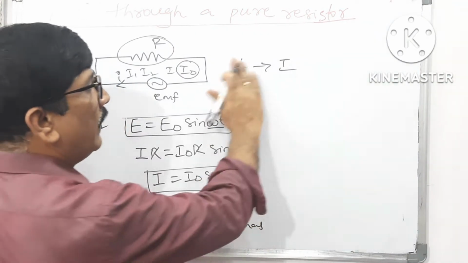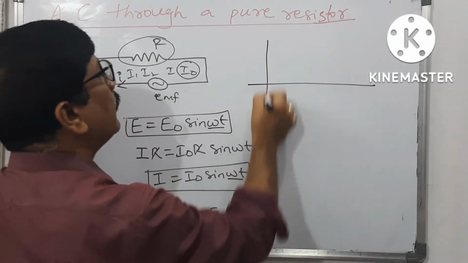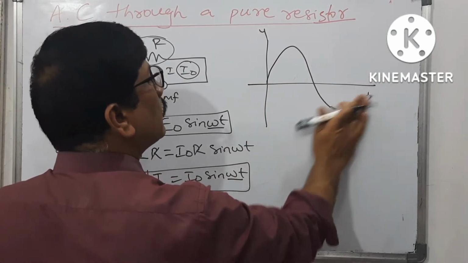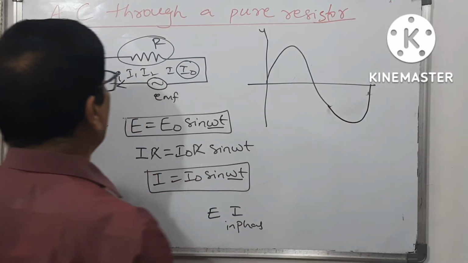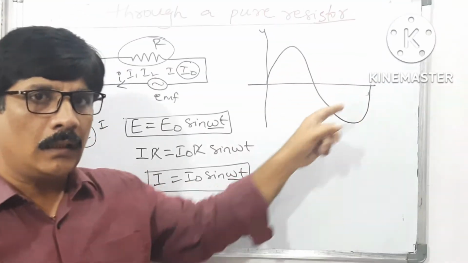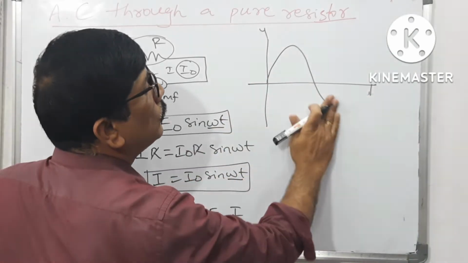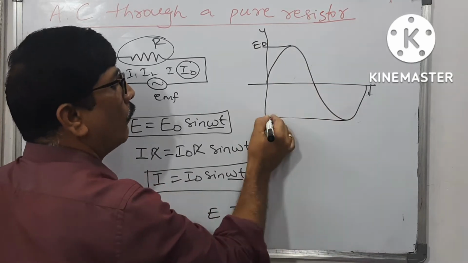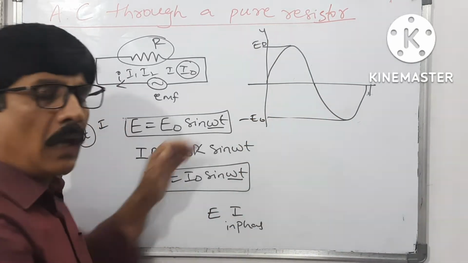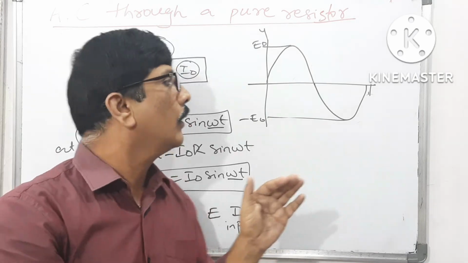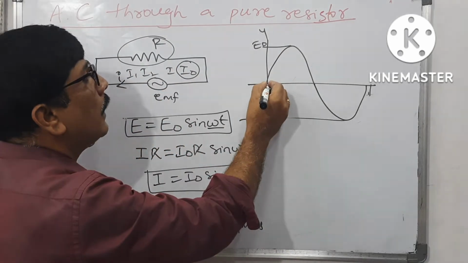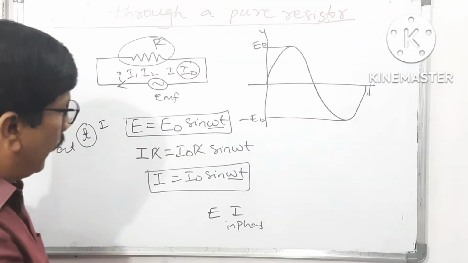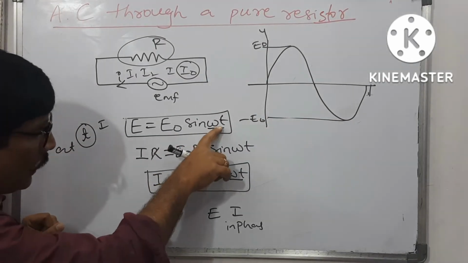What is the meaning of in phase? For example, if you take this as x-axis and y-axis, and you draw the electromotive force like this, it is the alternating current electromotive force. Assume that its peak value is E naught. Obviously this must be minus E naught on the other side. Minus is indicating only direction. Now assume that the electromotive force wave is taken like this. Then how can you take the current? It is sin omega t.